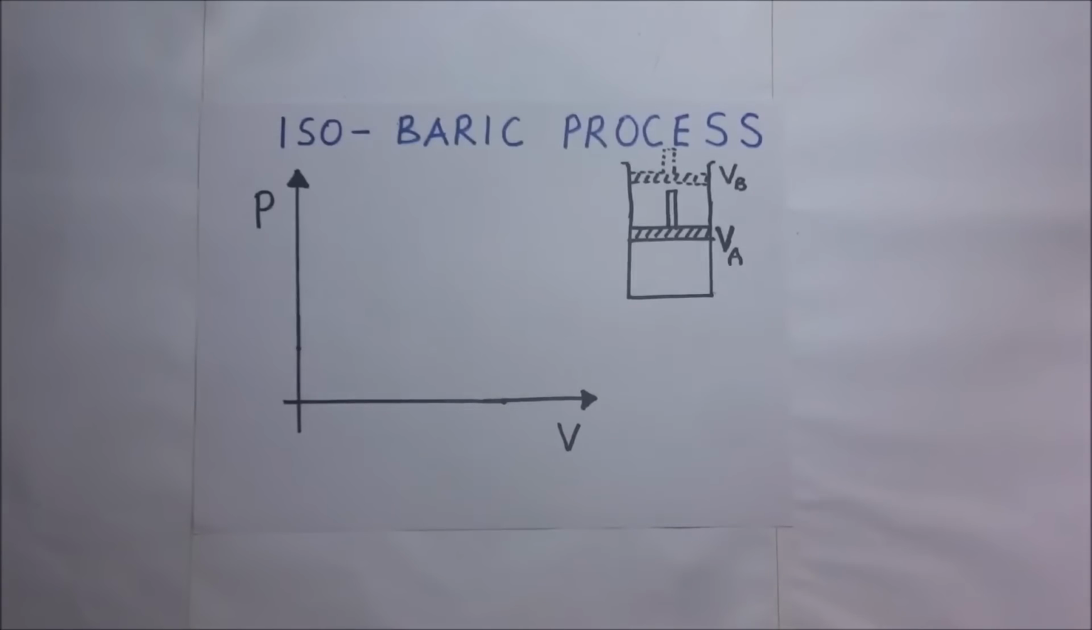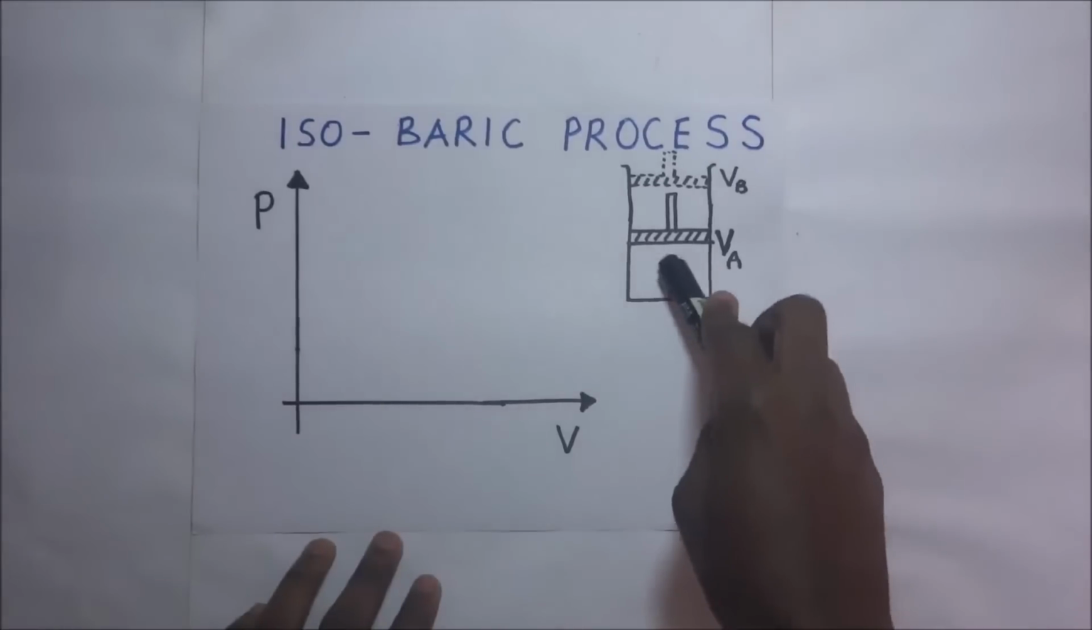So what are PV diagrams? PV stands for pressure volume. So a PV diagram is simply a graph that is used to describe the corresponding changes in pressure and volume of a system. Now let's consider a gas in a container like this one.